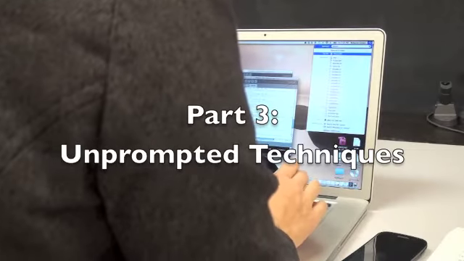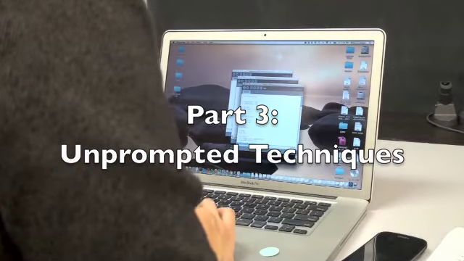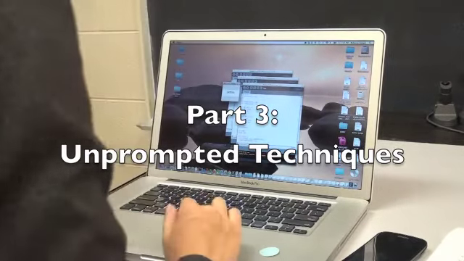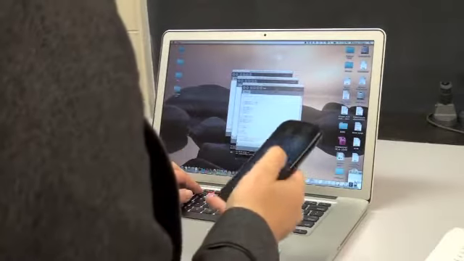The third part of the study was much like the second part. Again, participants were asked to rank and evaluate interaction techniques for transferring data from a phone to a laptop. However, in this part, participants were not prompted by the computer. Instead, the transfer was initiated with the phone.